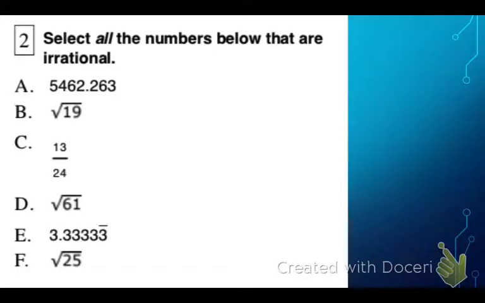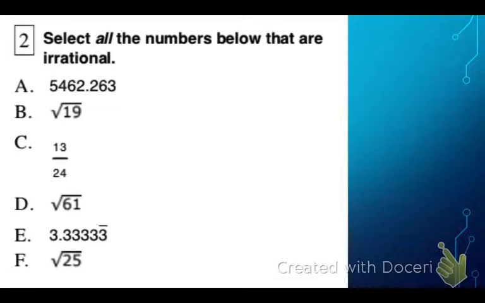Alrighty, so question number 2 wants us to select all the numbers below that are irrational. So I have to think about what makes a number rational or irrational. Well, we learned earlier this year that rational numbers would be any numbers that you can write as a fraction. And for decimals, it would be a terminating decimal or a repeated decimal.